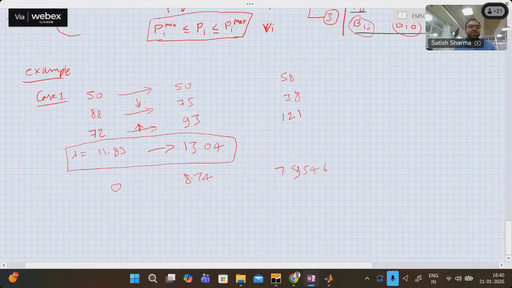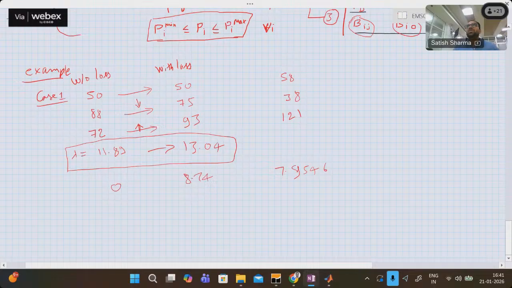Why is this happening? If I compare these two generators, they are almost similar because they are producing roughly the same quantum, 72 and 88. So in the same range, but the second generator's power output has been reduced and the third generator's power output has been increased. This is without loss, and this is with loss.